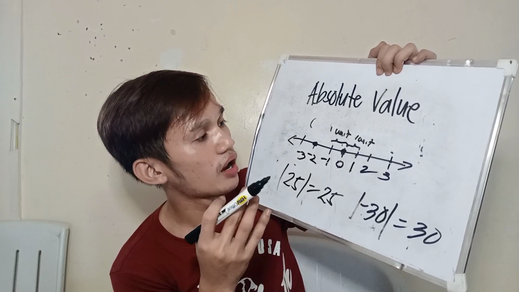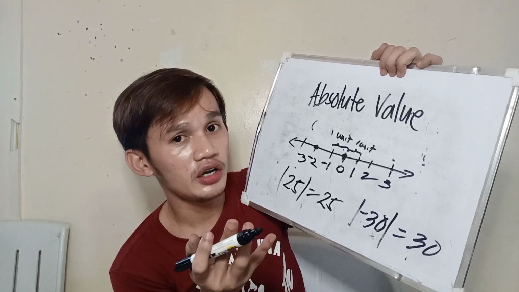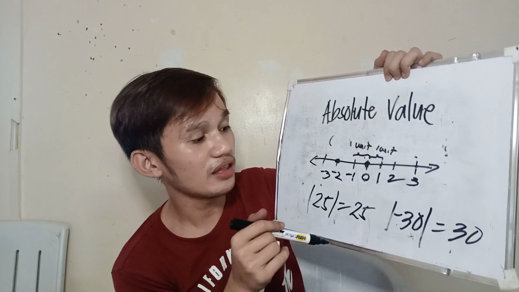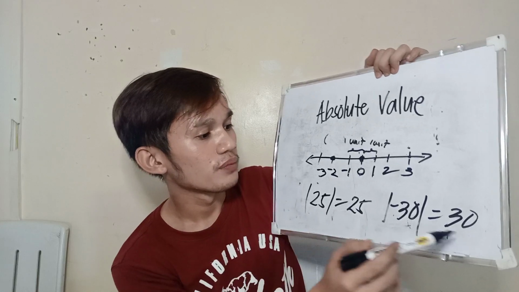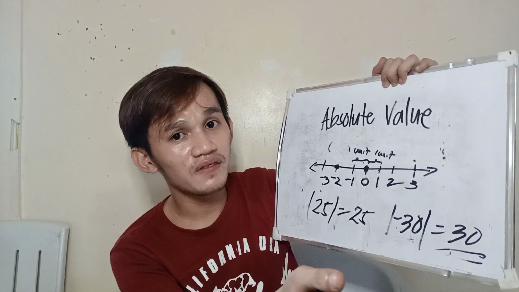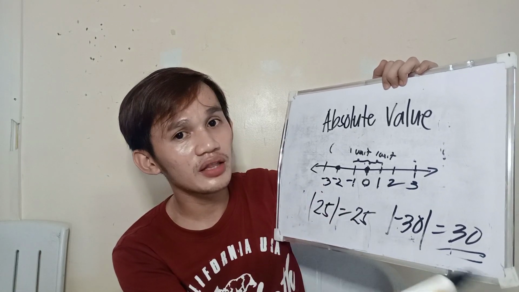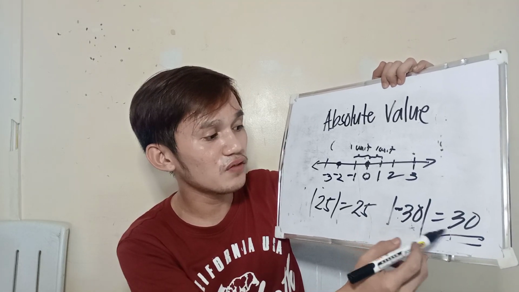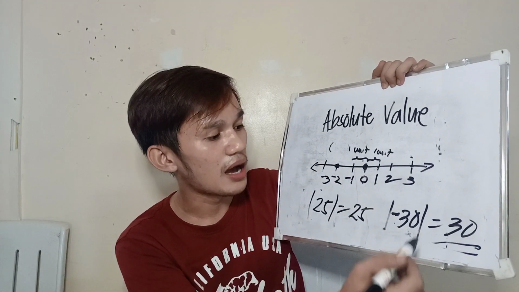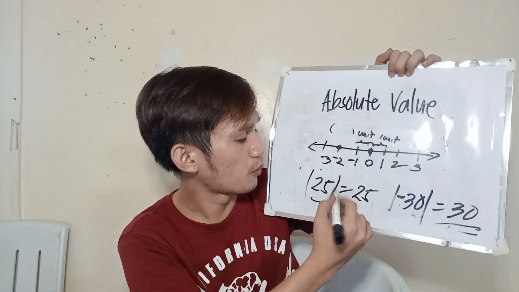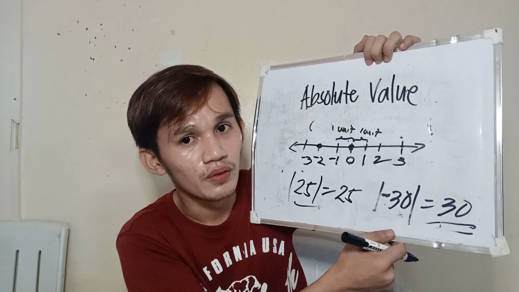So I hope you learned something from absolute value and the technique. The technique is that if you were asked to get the absolute value of a negative number, then just change negative to positive and then remove the absolute value symbol. If the given is a positive, then just remove the absolute value. Okay?